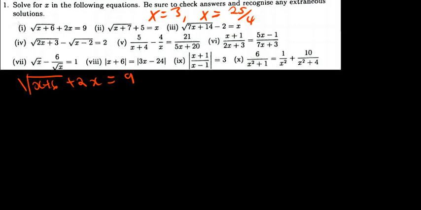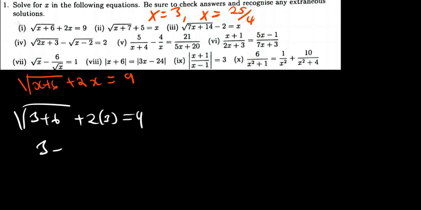Let's plug in 3. We see if it's going to give us 9. So the square root of 3 plus 6, then plus 2 times 3 is equal to 9. Here I'm going to get 9. The square root of 9 is 3. 2 times 3 is 6, and 3 plus 6 is 9. So 9 is equal to 9. So indeed x is equal to 3 is the solution for this radical equation. As simple as that.